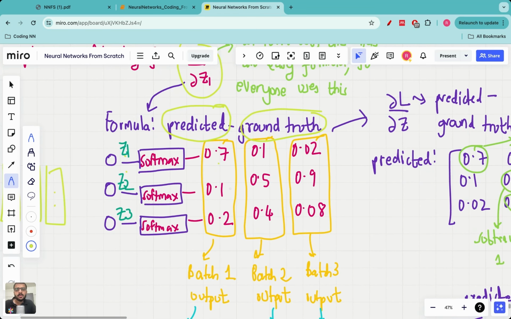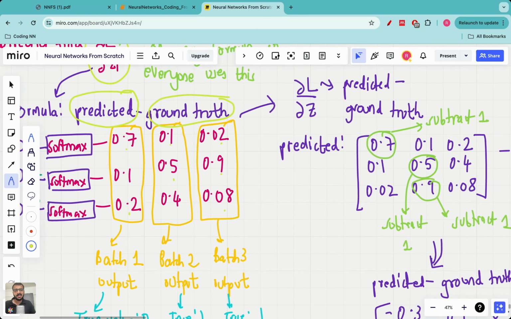So yeah, the output of the softmax is 0.7, 0.1, 0.2 for the first batch. For the second batch, the output of the softmax is 0.1, 0.5, and 0.4. And for the third batch, the output of the softmax is 0.02, 0.9, and 0.08. So these are the predicted values, and the predicted values can be written in terms of a matrix like this.